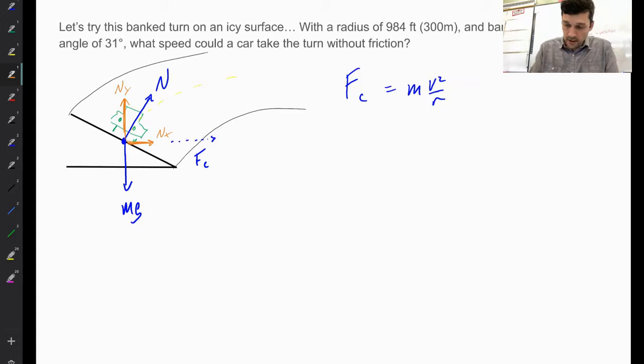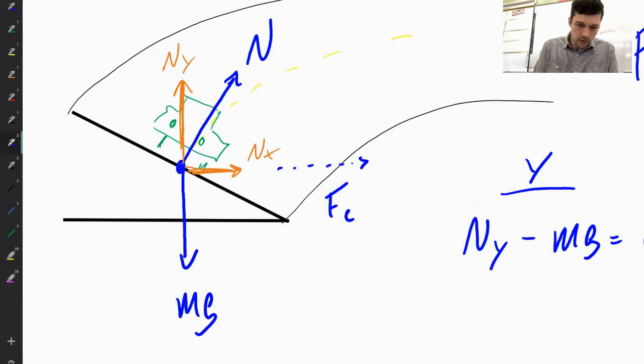So looking at this in the x and y directions. In the y direction, I'm usually going to start there because it's arguably simpler. We've got the normal force in the y direction minus mg equals 0. What is the normal force in the y direction? If we look at this more closely, the angle of elevation is 31 degrees, and through geometry that I'm not going to delve into the details of, this angle right here is 31 degrees.